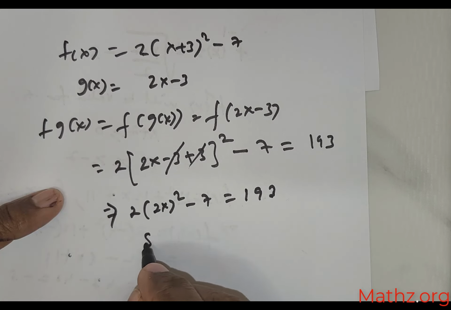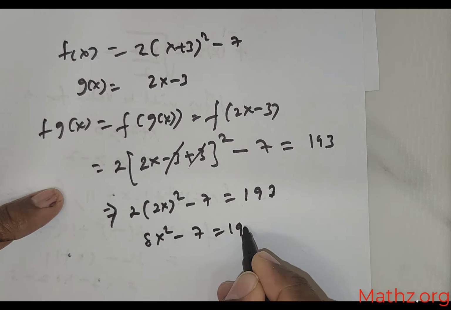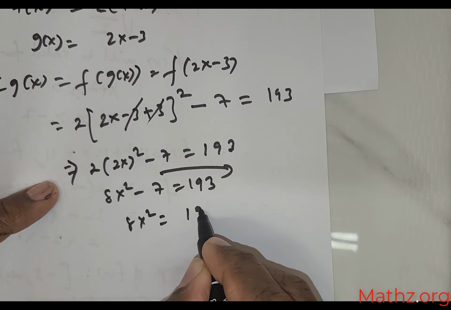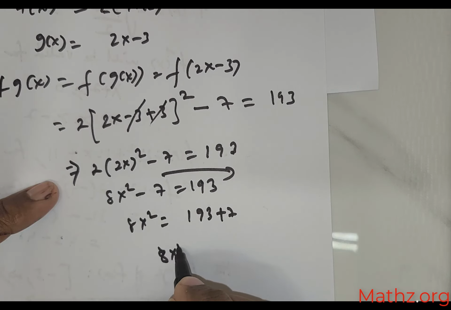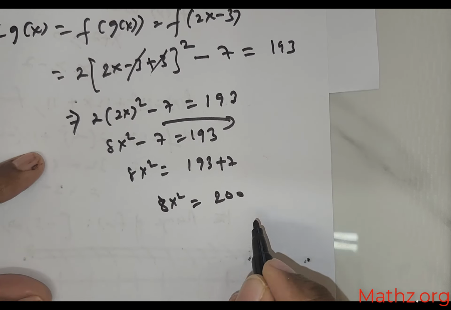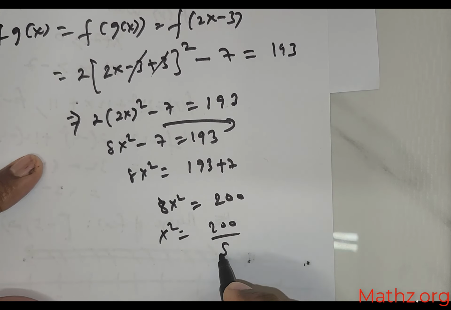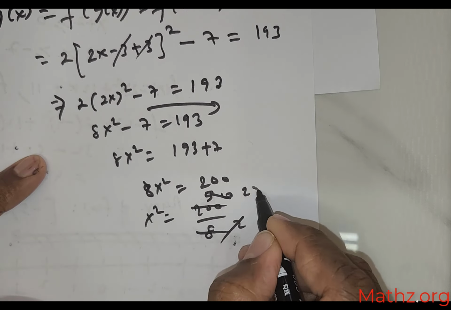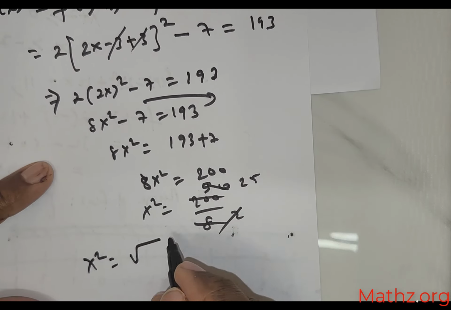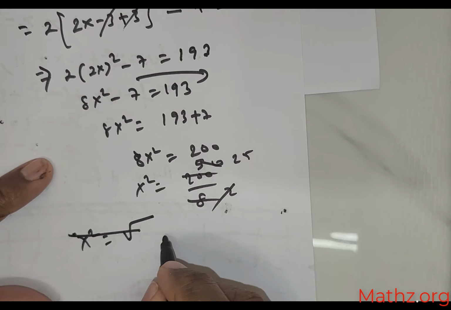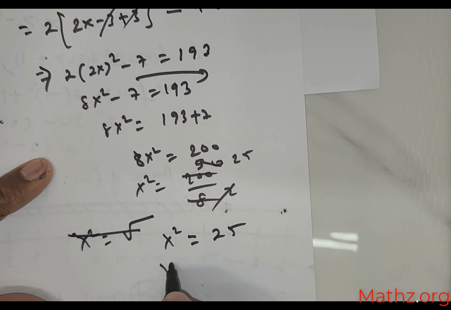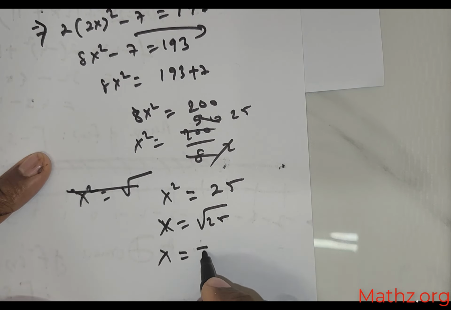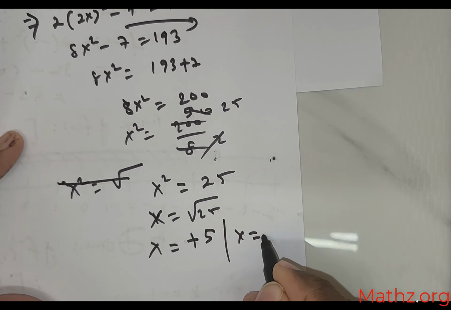4x squared times 2, that's going to be 8x squared minus 7 is equal to 193. Move this 7 to the other side. So you get 8x squared is equal to 193 plus 7. That means 8x squared is equal to 200. So x squared is equal to 200 divided by 8. 4 divides here 2 times, 4 divides here 50 times, 2 divides here 25 times. So x squared is equal to 25. So x is equal to root of 25. Why am I writing like this? Because to show you that we are getting two values, x is equal to plus 5 and x is equal to negative 5.